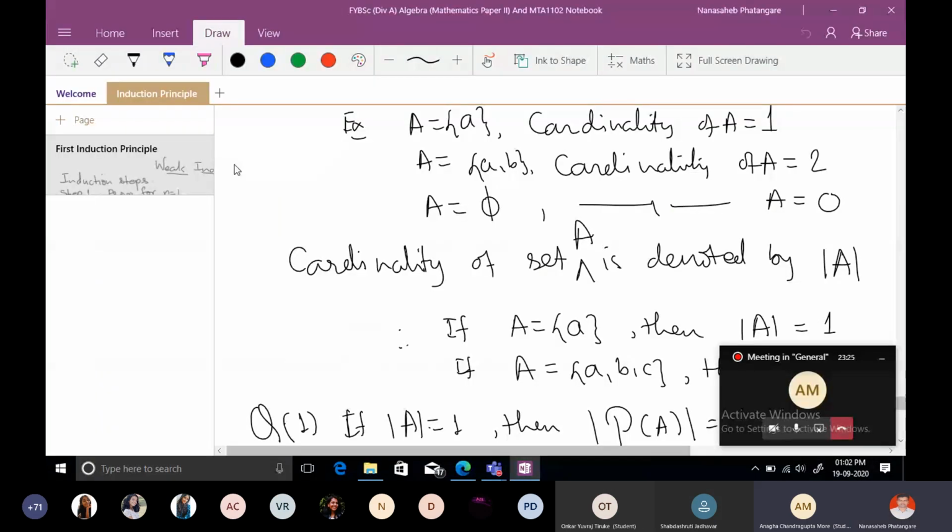Can you see the screen, my board? Yes, sir. Very good. Now keep your mic off. Please keep your mic off.